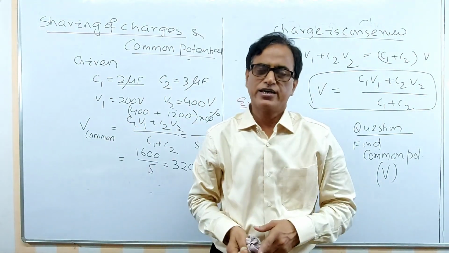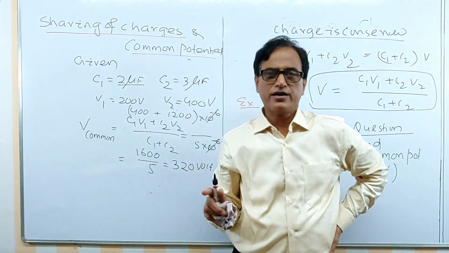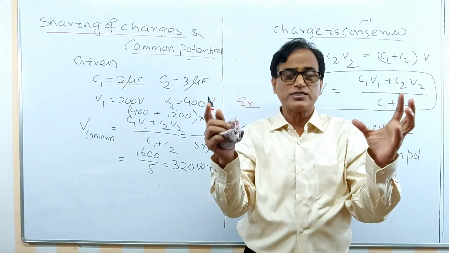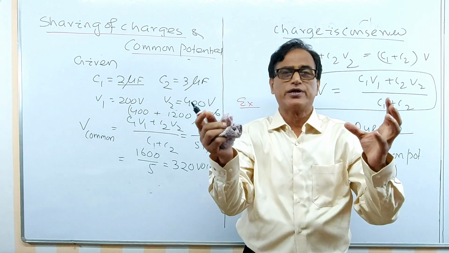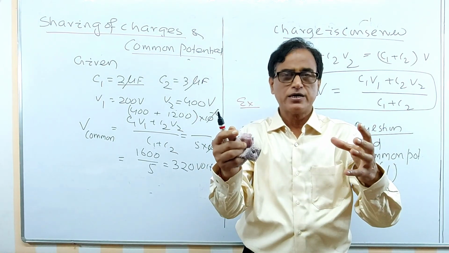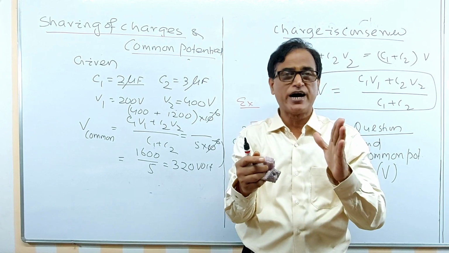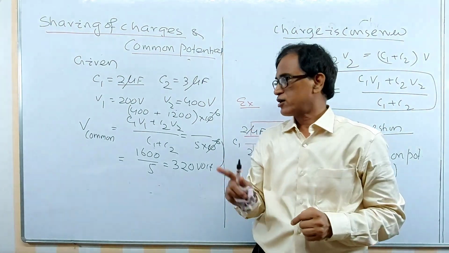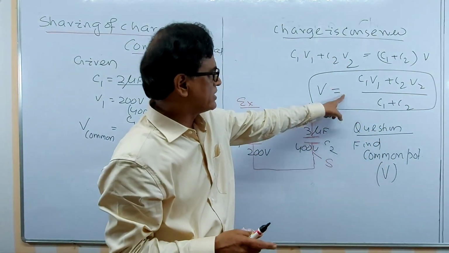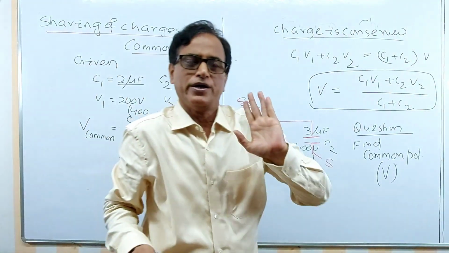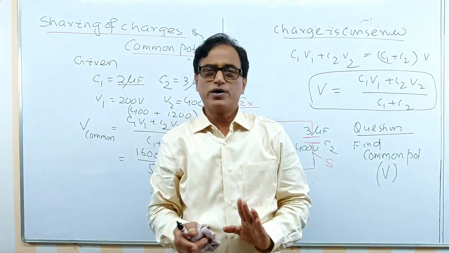I think here the idea is clear. Whenever two capacitors of different charges, different potentials, and we can say different capacitance, are connected by means of some arrangement, then charges will flow from high potential to low potential till they attain the same potential, the common potential. You should remember only this formula to calculate any numericals on this one. Okay, this part is over.